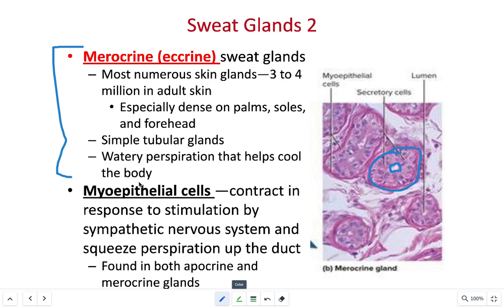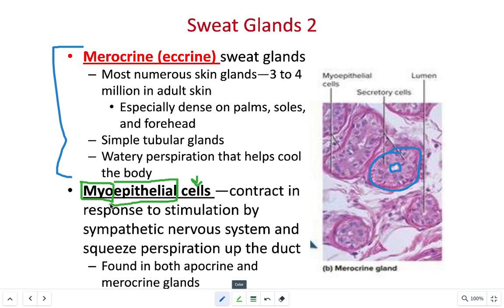Let's break apart the words here to make it a little bit more approachable. Myo is a root word we have not talked about yet in this class. Myo means muscle. There are three root words in A and P that all mean muscle, and myo is one of them. So we have a muscular cell within this epithelial layer, or epithelial tissue.